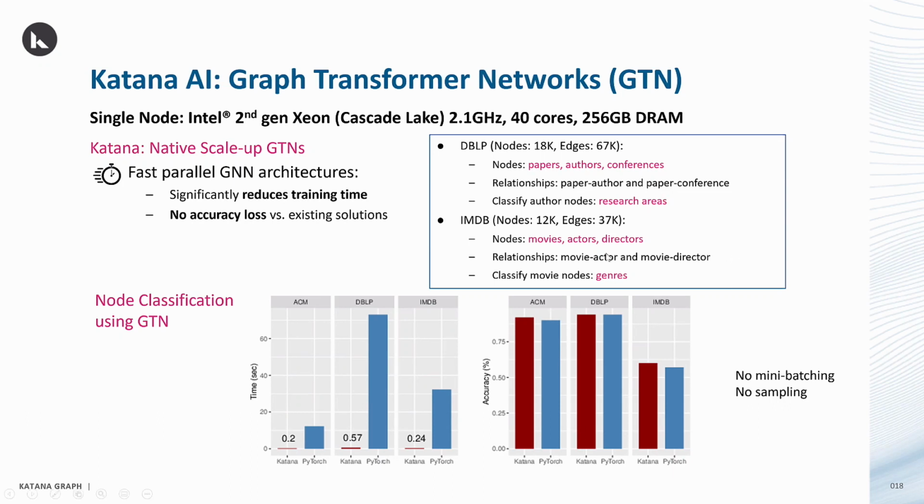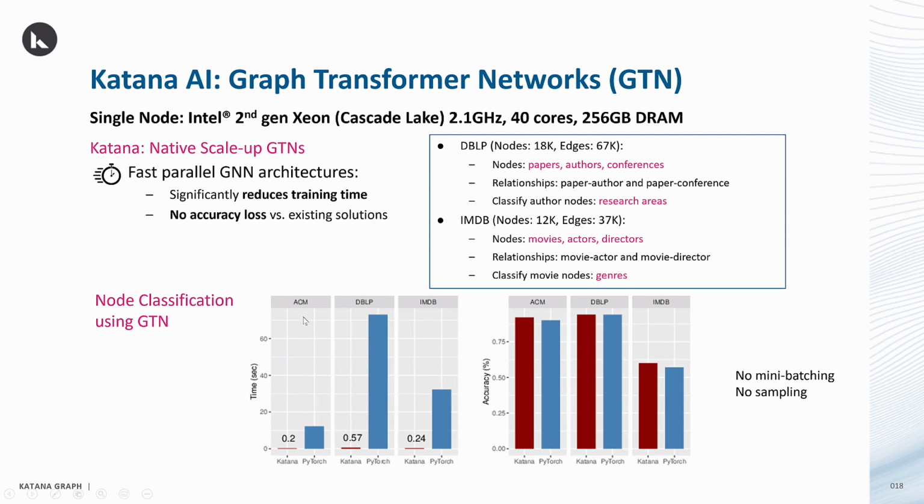Here I'm showing you two different data sets where there are different types of nodes. For example, in the DBLP data set, there are papers, authors, and conferences. There can be different kinds of relationships: between paper and authors, and between paper and conference. What you're trying to classify is the nodes into research areas: in which research area was this paper published? Similarly, you could do something similar for movies, actors, and directors and try to classify them into genres.